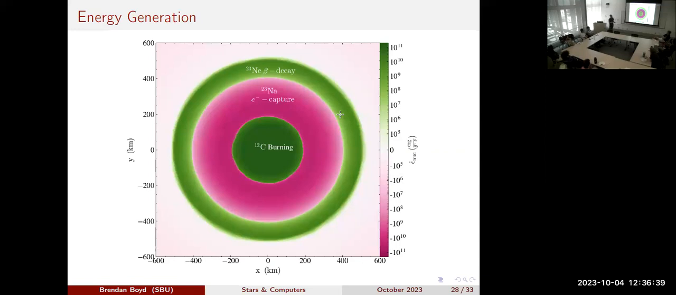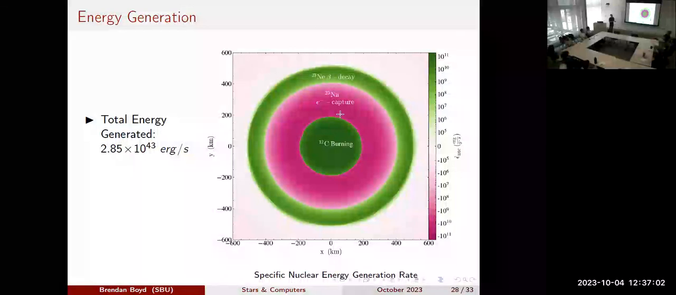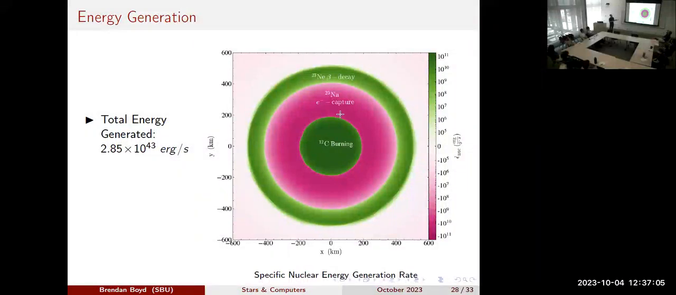So this plot is showing all of the nuclear energy generation. If we add all of that up, we get about 2.85 times 10 to the 43 ergs per second. Ergs is a unit of energy that astronomers like to use because it sounds funny. So we are generating energy. This number is positive. The white dwarf is continually generating energy. That makes sense. It's heating up. It's on its way to exploding.